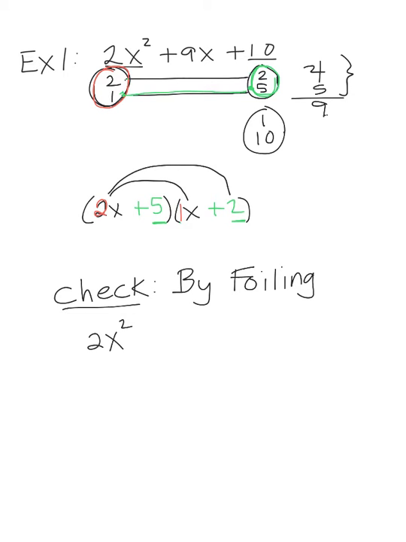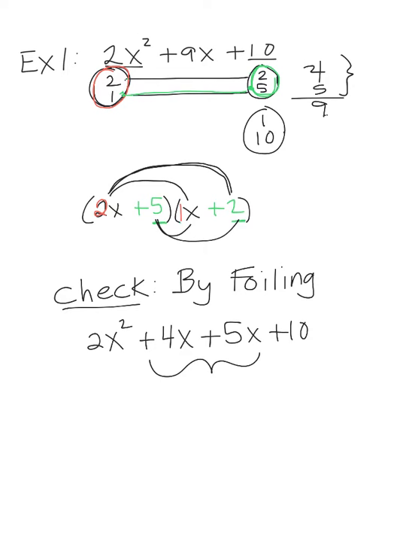Even if you just do this mentally, it really is a good idea to double check. So 2x times 2 is 4x. 5 times 1x is 5x. And 5 times 2 is 10. Those middle terms add up to what we were looking for, that 9x. So my correct answer here is 2x plus 5 times x plus 2.